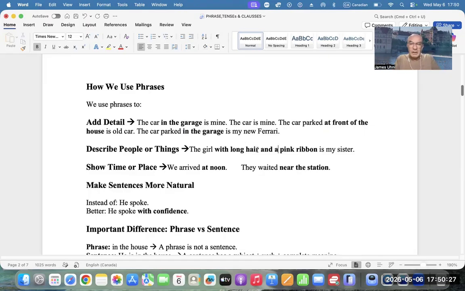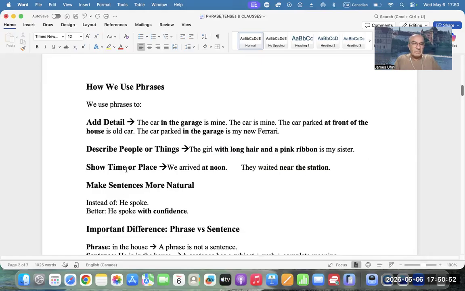So with a long hair and a pink ribbon, it's that extra information that is very important for recognizing my sister or telling my friends, this is my sister. The girl is my sister. Which one? There is 15 of them. Now you know.